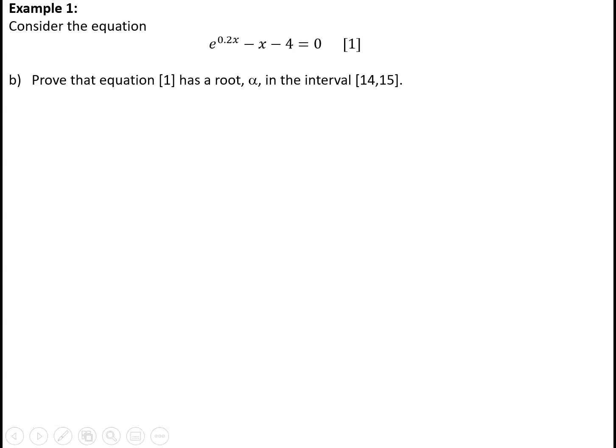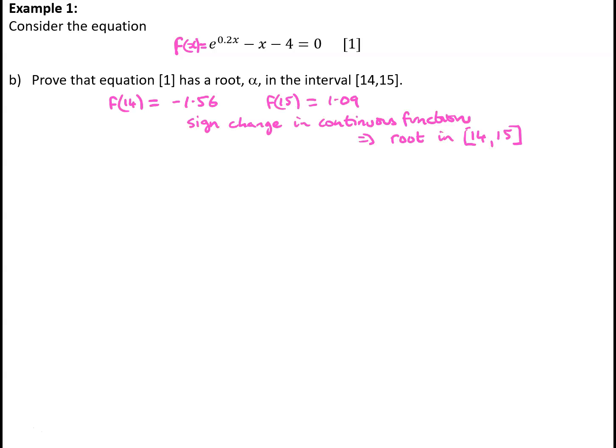So if we let f of x equal e to the 0.2x minus x minus 4, then f of 14 is minus 1.56, f of 15 is 1.09, and since f is simply a combination of an exponential function and a polynomial, we can certainly say that f is continuous. So we've got a sign change in a continuous function, which tells me that there is a root in the interval 14 to 15.